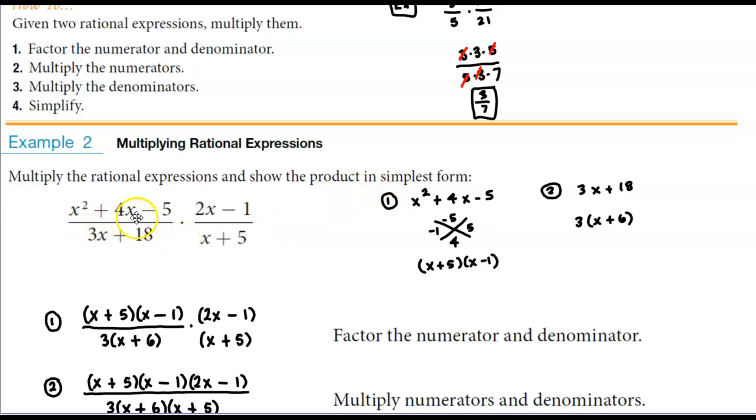So we have x squared plus 4x minus 5, which means we can try to factor that. So over here in step 1, we can factor that by writing -5 up here and 4. So what two numbers can we multiply to get -5, and when we add them together, we get +4? We get -1 and 5. So this factors to be x plus 5 times x minus 1.